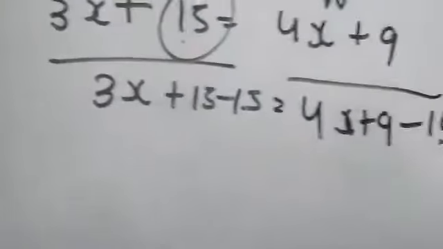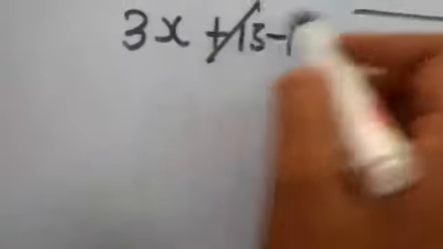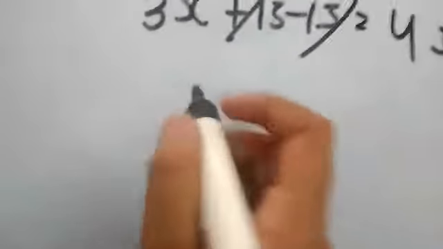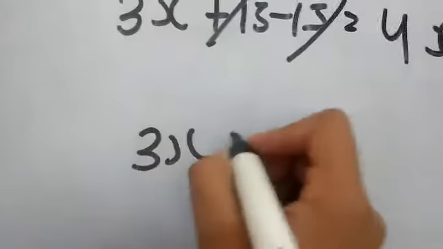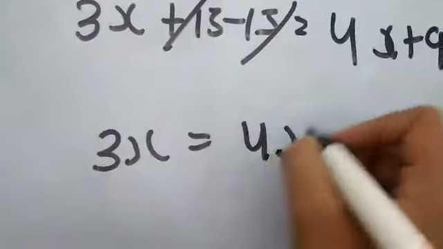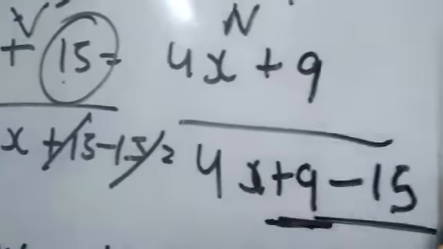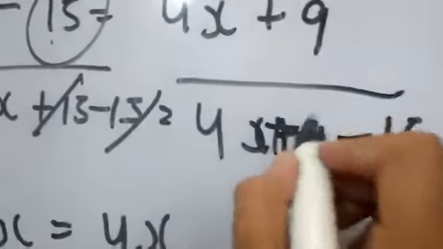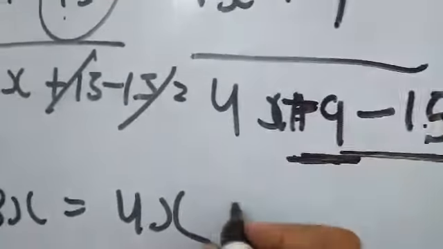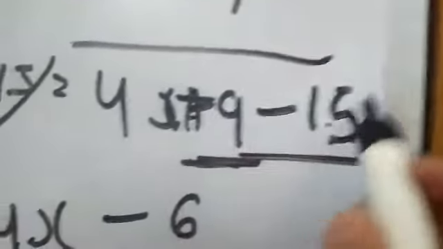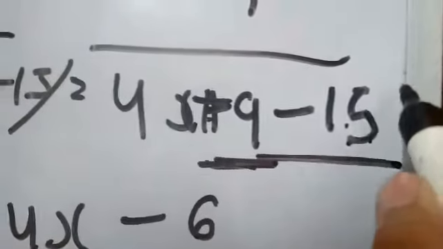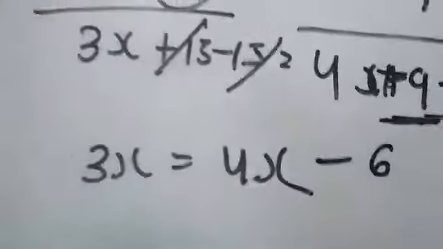Okay. Now 15 cross. So here will be 3x is equal to 4x. Here 15 is in minus and 9 is in plus, so opposite sign always minus, so the answer will be minus 6 because the number which is greater has the minus sign.